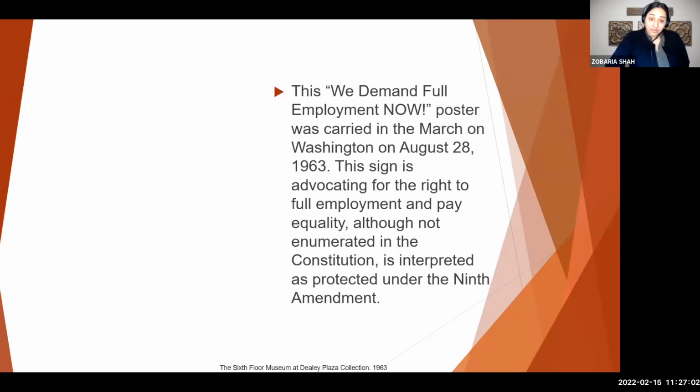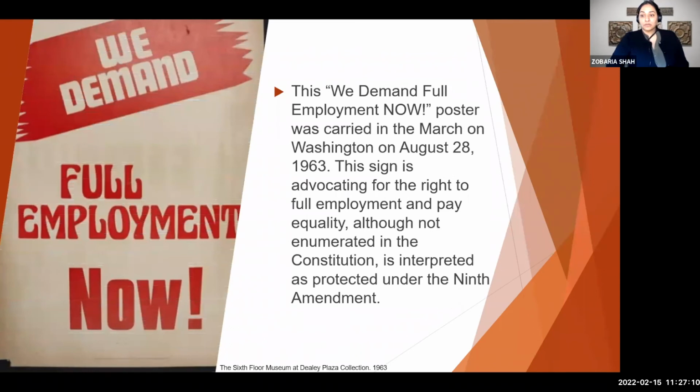And an example of this that a lot of people use, since that's so vague, people interpret it in many ways, is this poster here that says, "We demand full employment now." Some people in the 1960s protested because they felt that not a lot of people had jobs and everybody should be guaranteed a job, and it's covered by the Ninth Amendment.